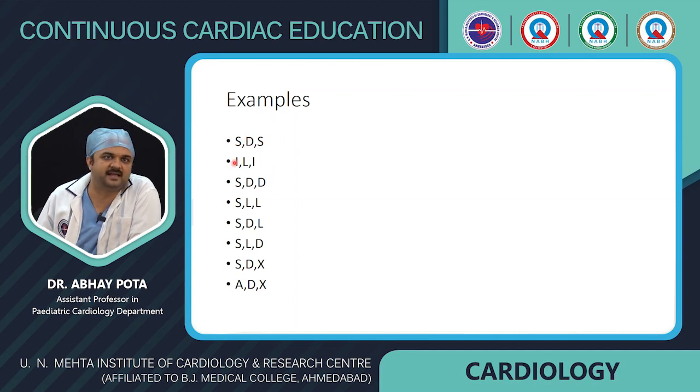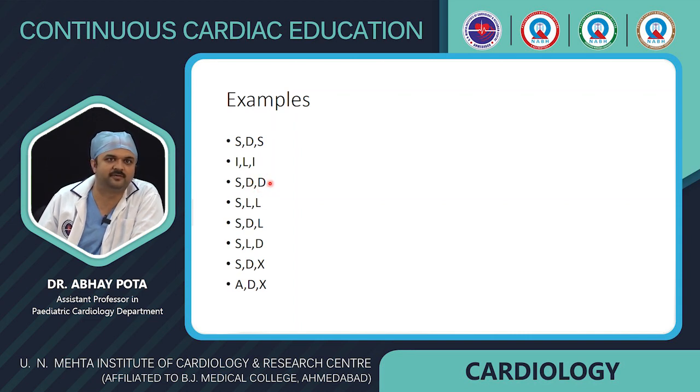What is ILI? ILI means that situs is inversus. I stands for inversus, L looping of the ventricle, and this I is for inverted great arteries. So this one is a case of situs inversus dextrocardia. This is a case of situs solitus levocardia, that is normal. Here also it is normal, but it is a case of situs inversus dextrocardia. Now the third one is situs solitus, D loop ventricle, which is also normal. This one is normal, this one is normal, but D posed aorta.